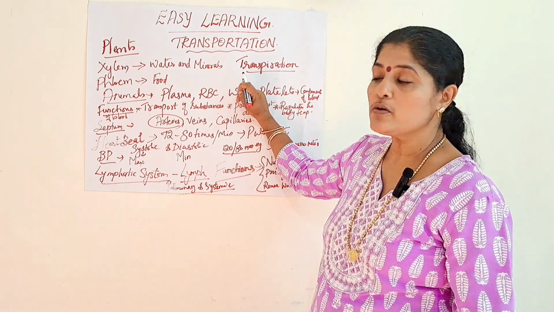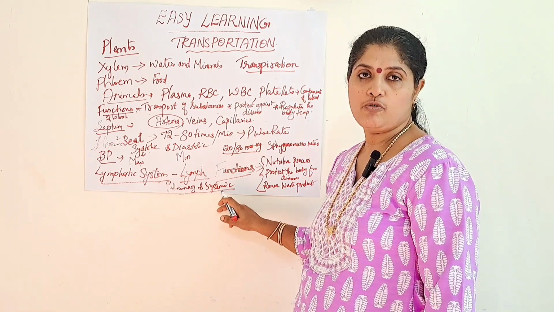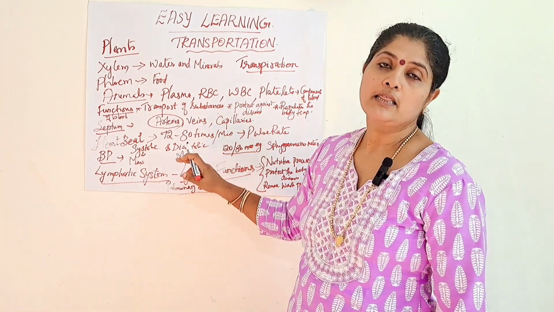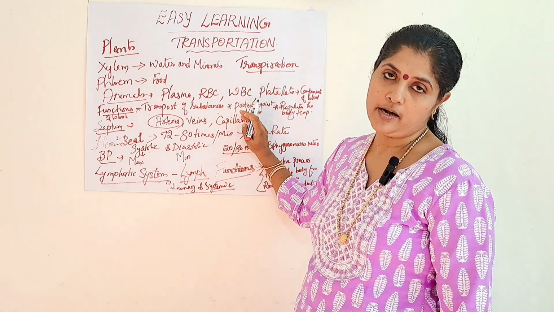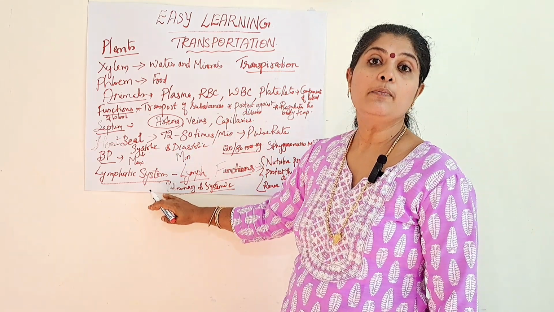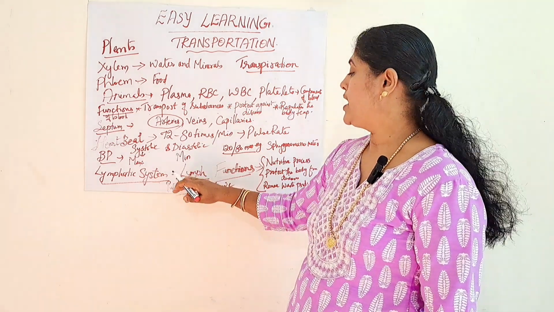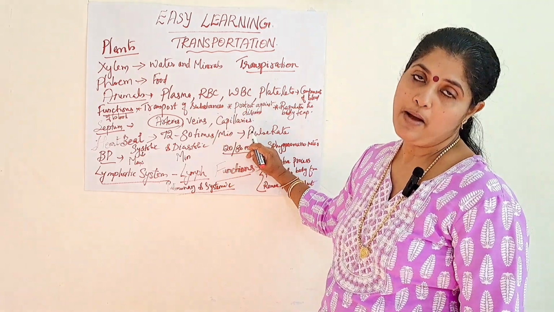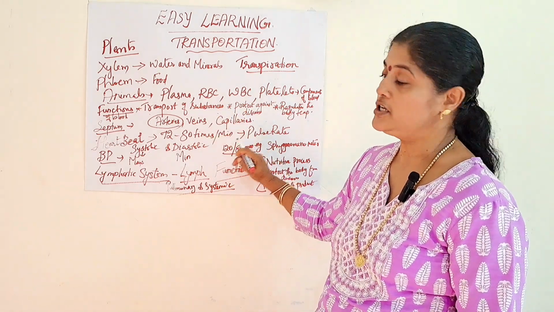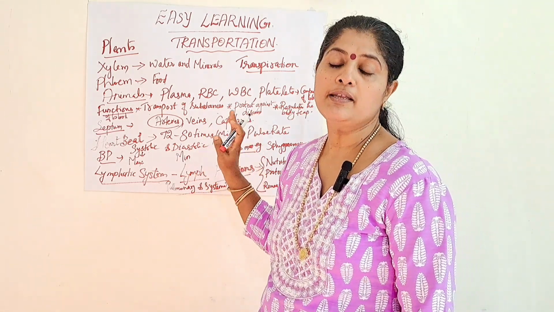So, there are 2 types of circulation. One is the pulmonary circulation and the other is the systemic circulation. Pulmonary circulation means the blood travels from the heart to the lungs and then back to the heart. And systemic circulation means the blood travels from the heart to all parts of the body and then back to the heart. So, these 2 together form the double circulatory system in human beings.